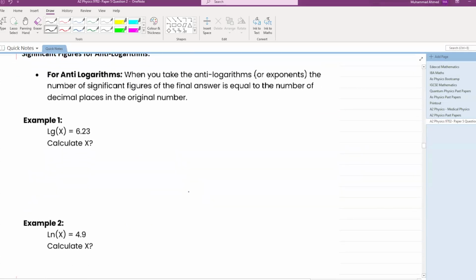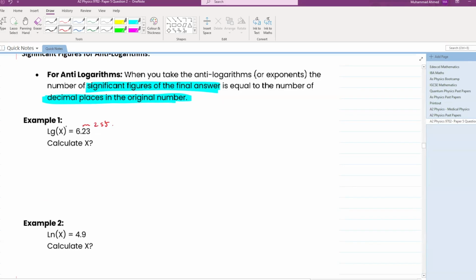The last rule for significant figures, the last rule that you need to get an A star or an A in physics. For anti-logarithms, the number of significant figures in the final answer is what? Is equal to the number of decimal places in the original number. For anti-logarithms, the number of significant figures in the final answer is the same as the number of decimal places in the original number.